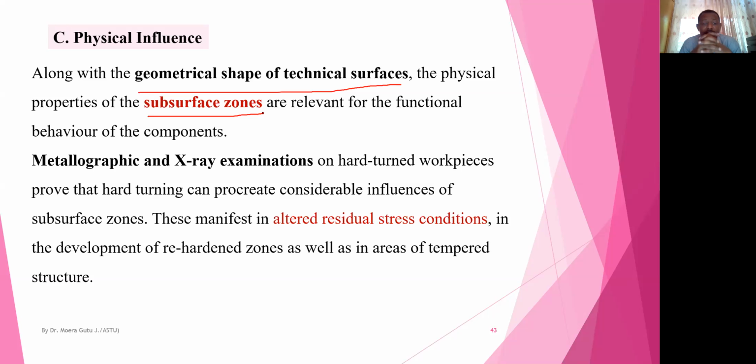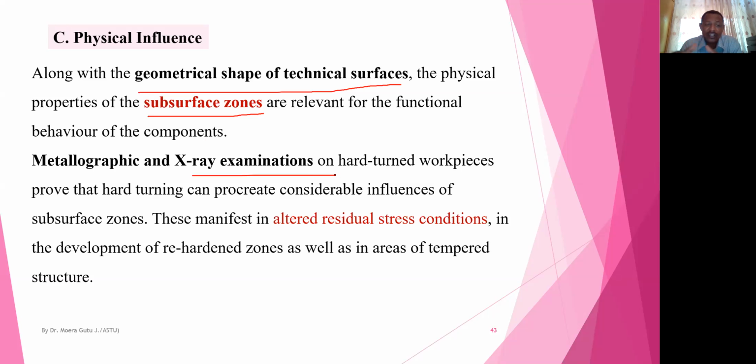We will see how to examine, characterize, and measure the subsurface damage of a machined surface. So: metallographic and X-ray examinations. Metallography is the science of investigating or measuring the microstructure of a surface. Metallography has an etching process, a characterization process, and measuring the grain size, the average grain size.